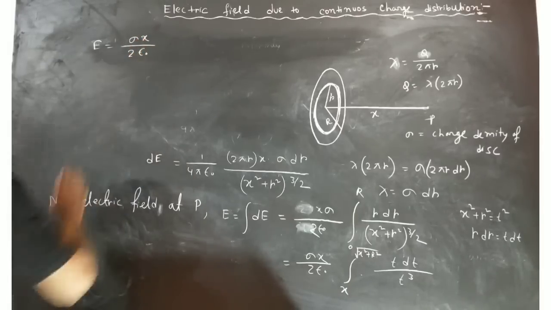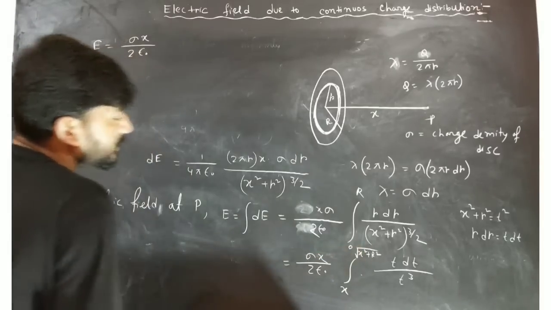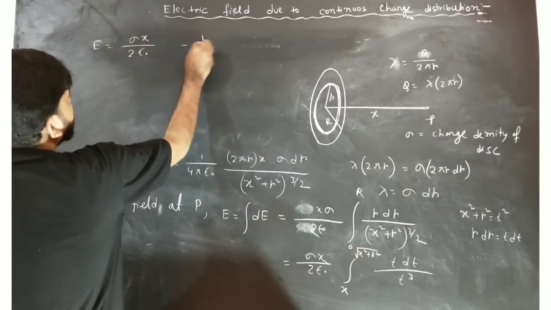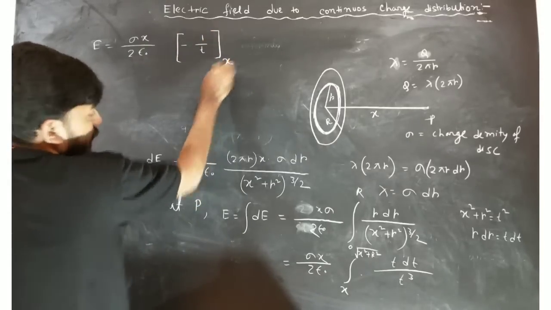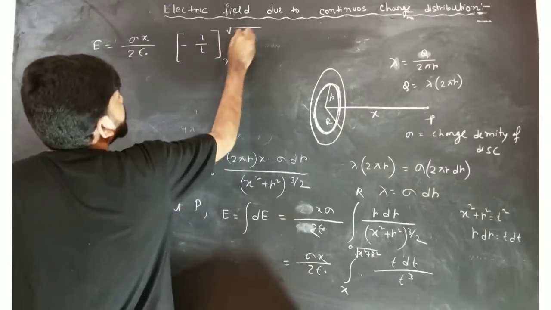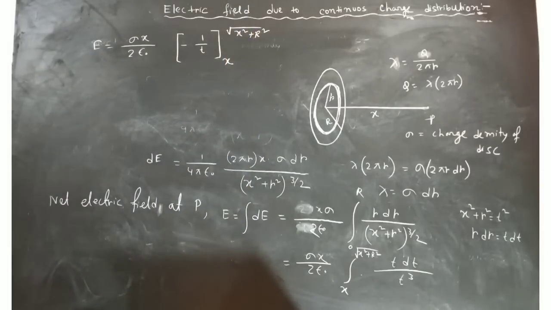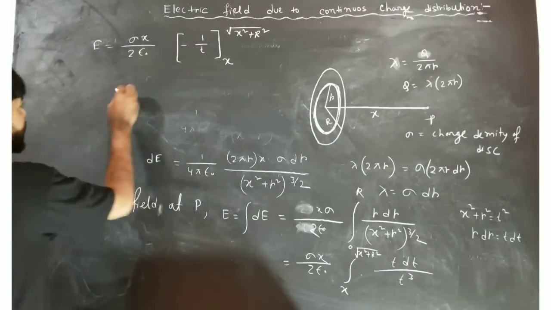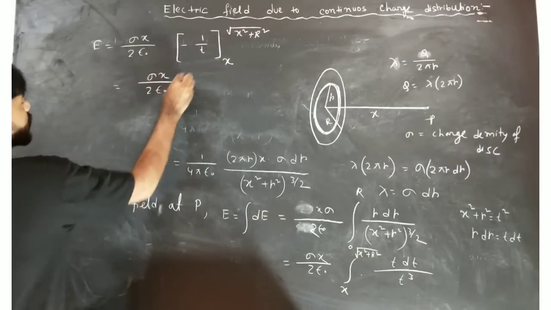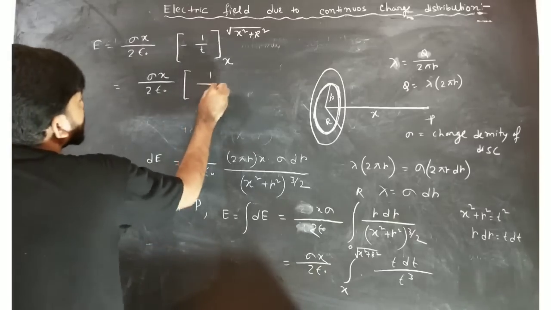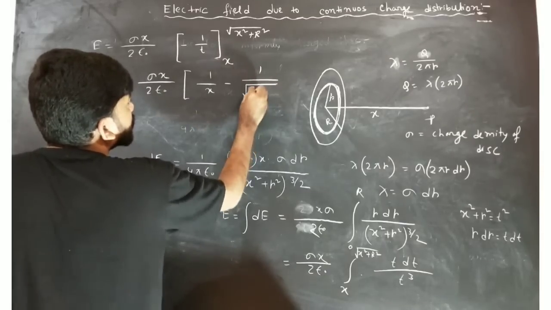So E will now be sigma x by 2 epsilon 0, and it will be 1 by t square, and the integration of 1 by t square is minus 1 by t, and the limit will be from x to root x square plus r square. So now we can put the limit. Here is the minus sign, so we take the lower limit first. So it will be sigma x upon 2 epsilon naught into 1 by x minus 1 by root x square plus r square.